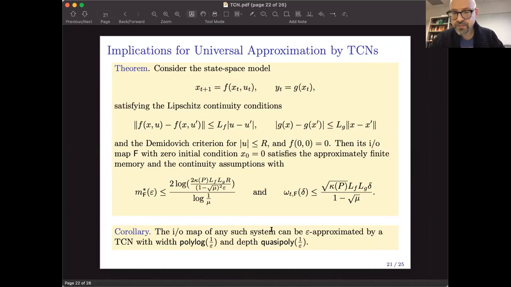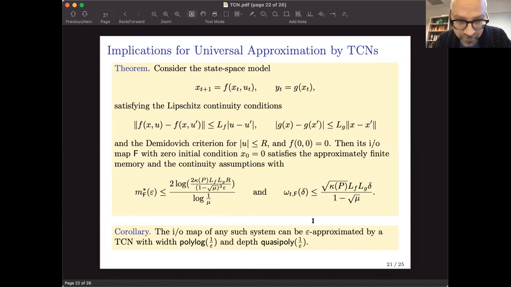Now that's much better. Right, so the IO map of any such system can be approximated by a system whose window length is logarithmic in one over epsilon and depth is quasi-polynomial in one over epsilon. So it's exponential in log one over epsilon. All right.